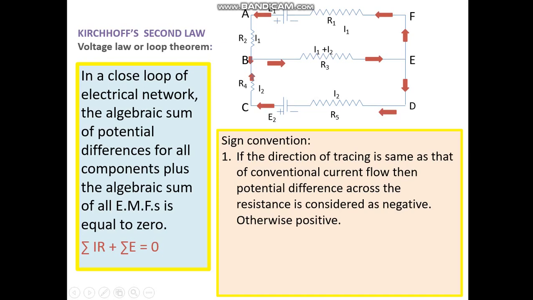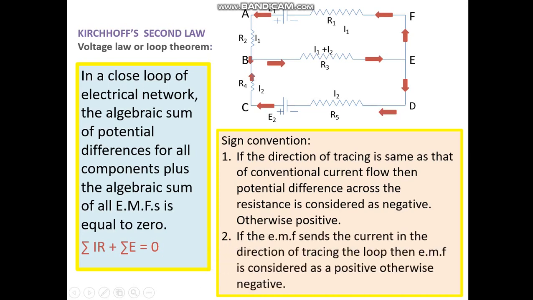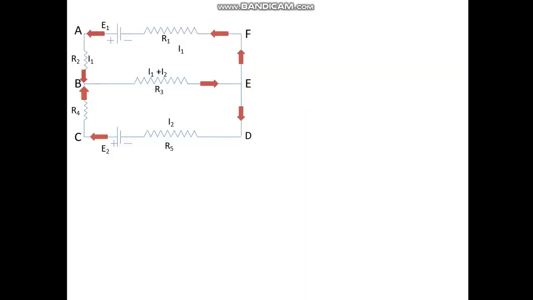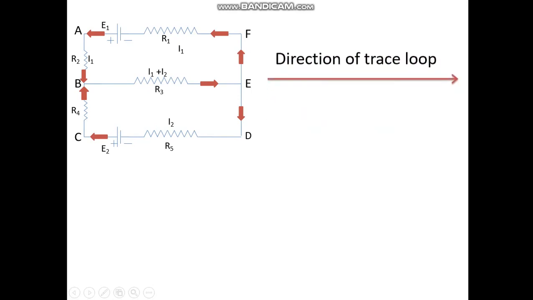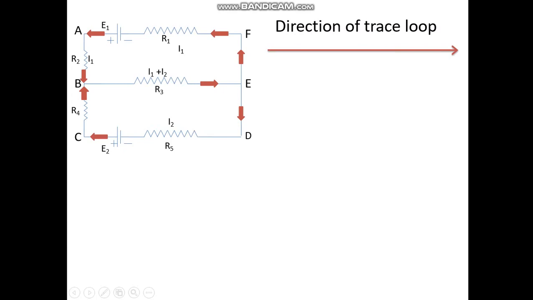Now for the EMFs. If the EMF sends the current in the direction of tracing the loop, then the EMF is considered positive, otherwise negative. Now let us solve this example. Let us take the first loop. Let us see the direction we take as the direction of tracing the loop.